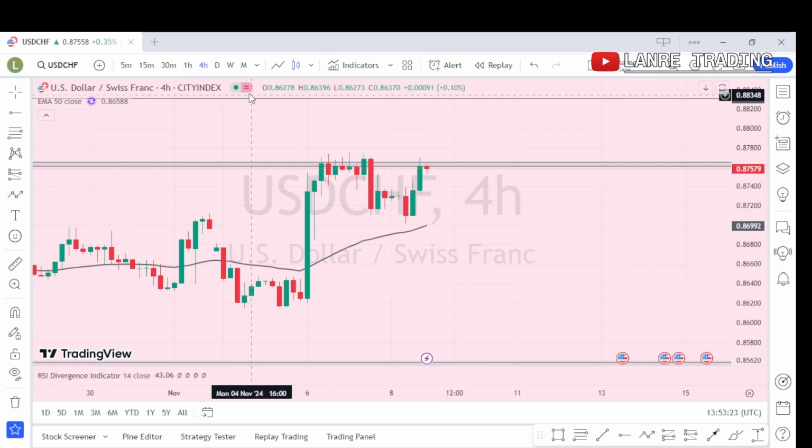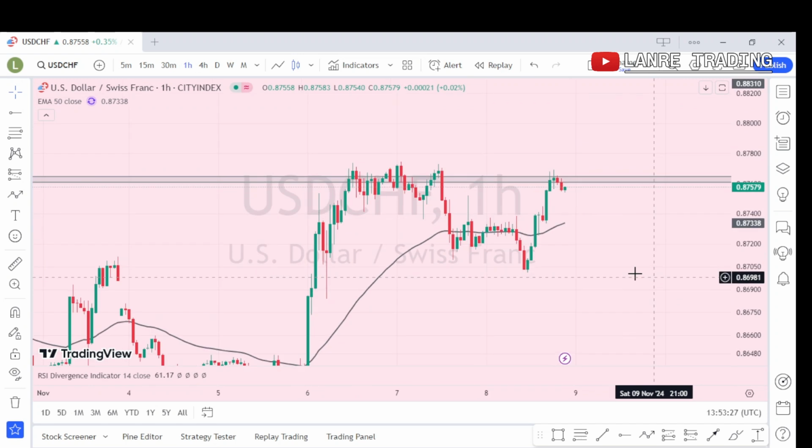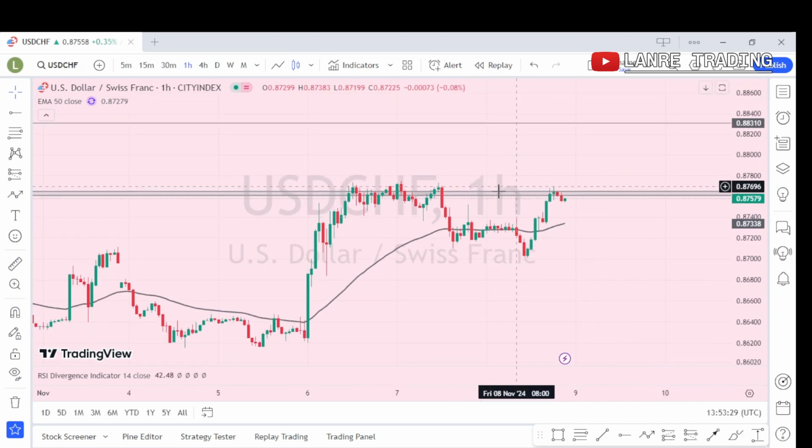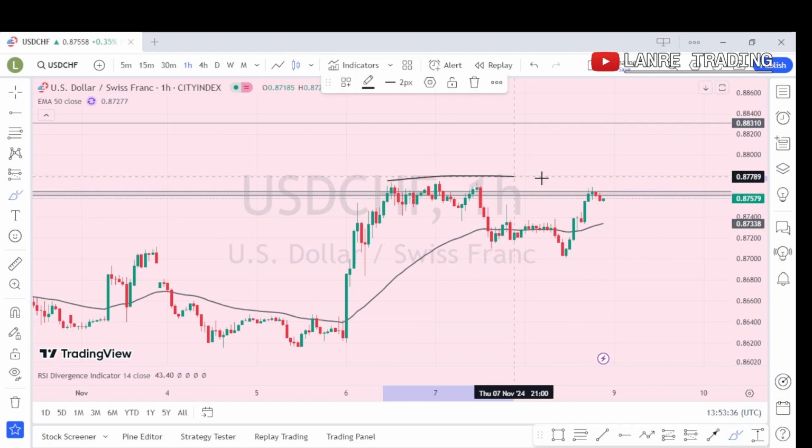So let me scale down to the 4-hour time frame. At this level, we need to be very careful. Let's patiently wait for price to give us a clear direction at this level.